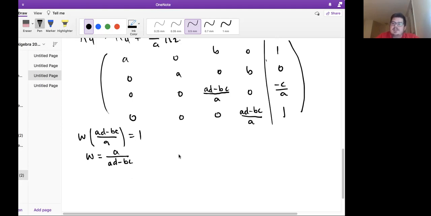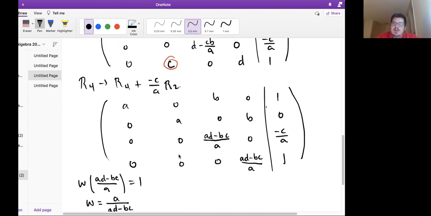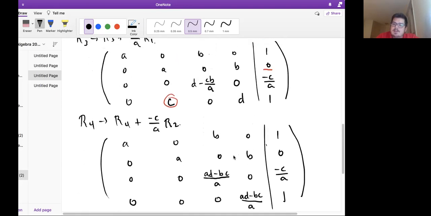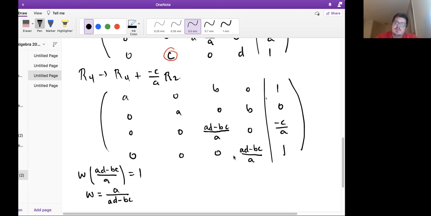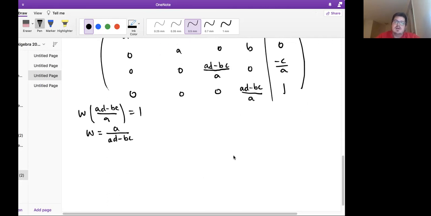Why is there A in the denominator if you multiply a row by A? What I'm doing is just combining the fractions. I'm not multiplying the whole row by A. I want to avoid doing that because W is just the 4th variable. Okay, so that's W.